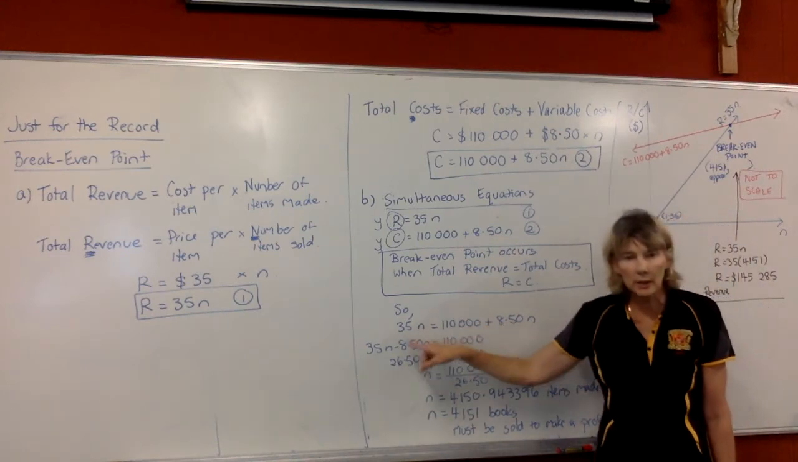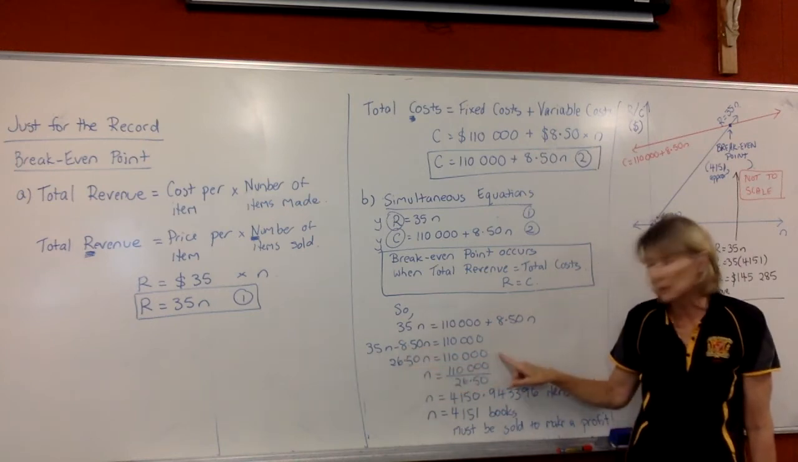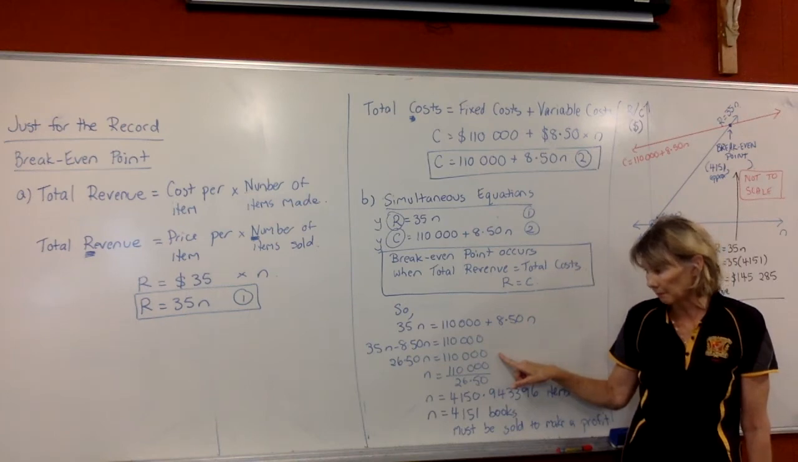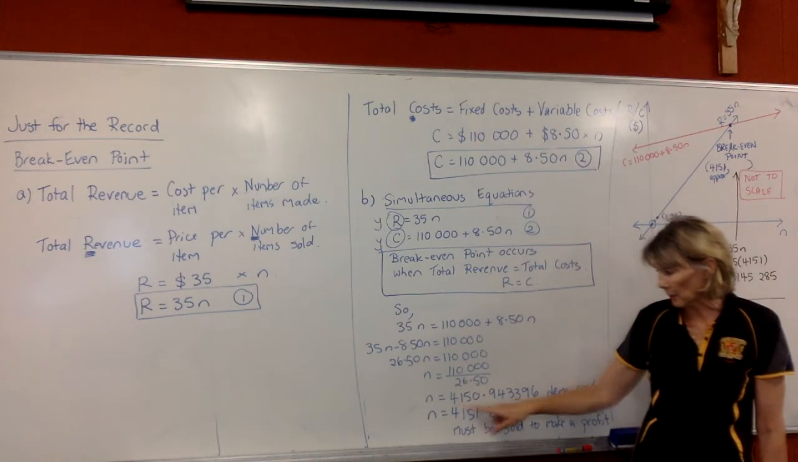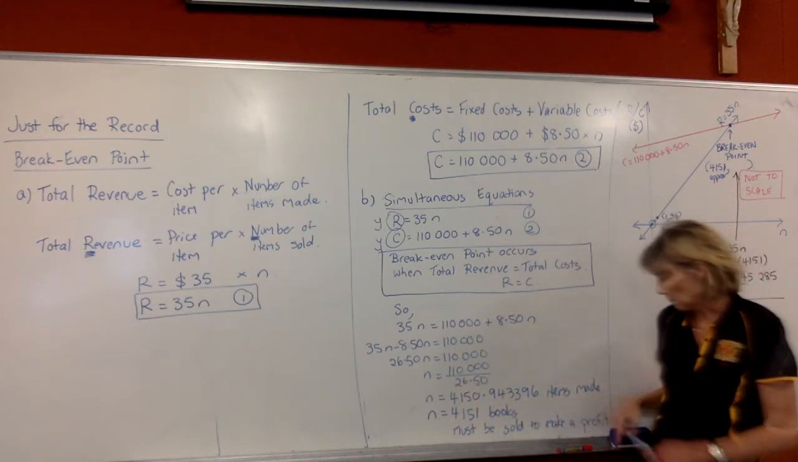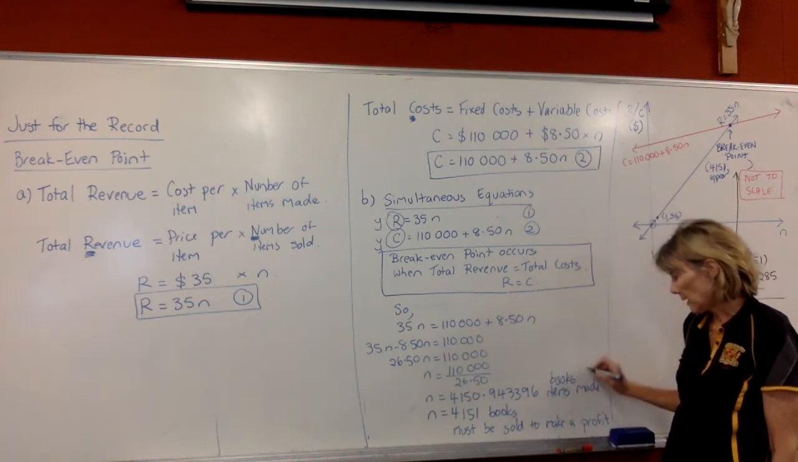So if you get your N's together on one side and collect your like terms, you're going to have 26.50 N equals 110,000. Solve your equation for N and you're going to get 4,150.943396 items made, or in this case, books made and sold.